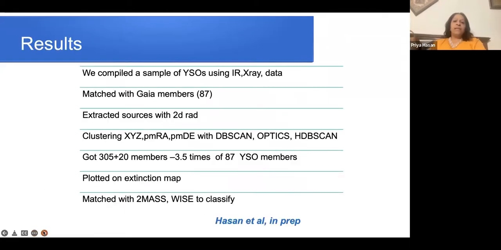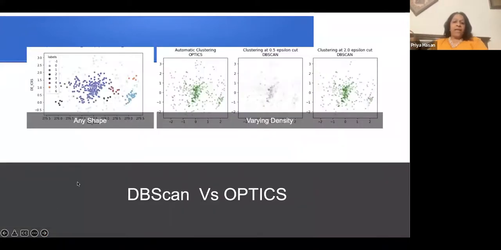Right? And so this is also work which is in preparation. We've already submitted it, waiting for the referee reports. We compiled the sample of YSOs, and with this we've tried to study the structure of Serpens with a larger YSO sample compared to the one that we had earlier. So in that case, we've compared it with the results which we have with DBSCAN and OPTICS as well as HDBSCAN.